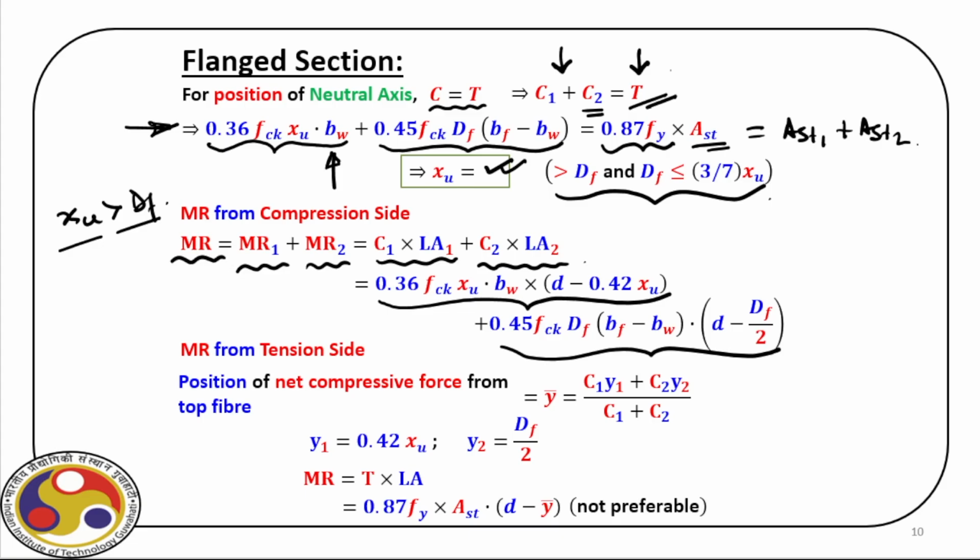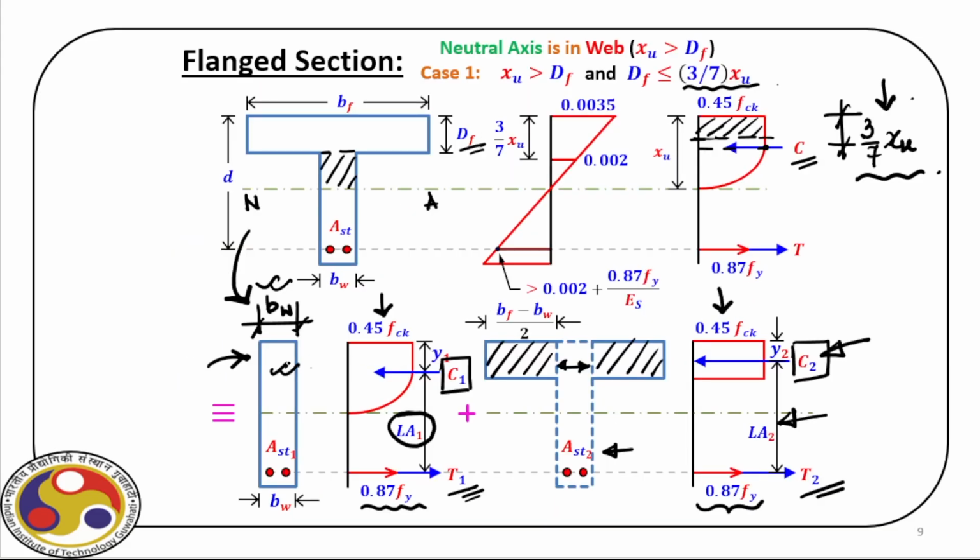Now if we wish to find out the same moment of resistance from the tension, then first we have to find out the combined location of this C1 and C2. So we have to find out the effective C for this section, which may be somewhere here, we don't know, and then the depth of this C from the top fiber, because then only we can find out this distance.